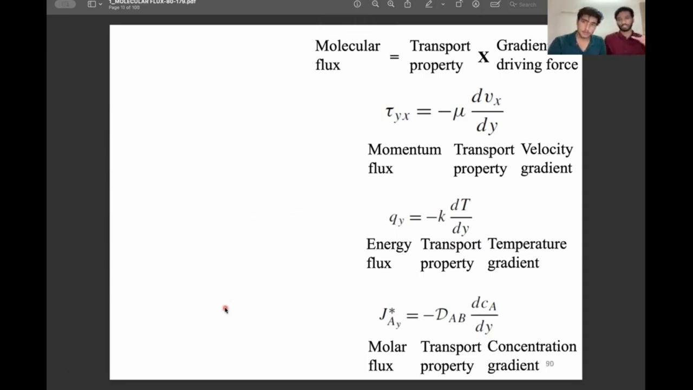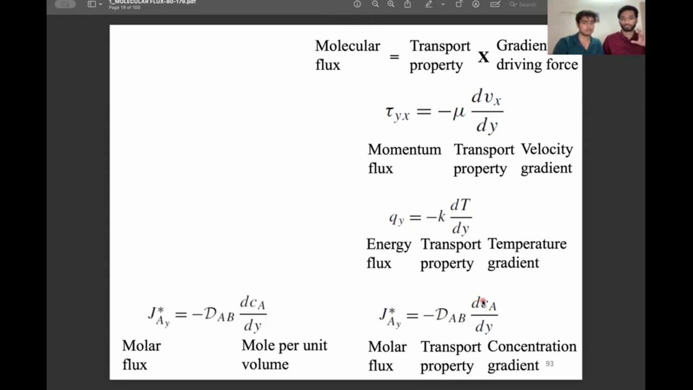Okay, we will find the comparison between each other. Now let's dive into that. Now we will have our molar flux, which will be equal to mole per unit volume, as we can observe here, which is unit wise, correct? DCA by dy equals mole per unit volume. Now we will change the other two laws according to this formula, so that we can make it more similar, correct?